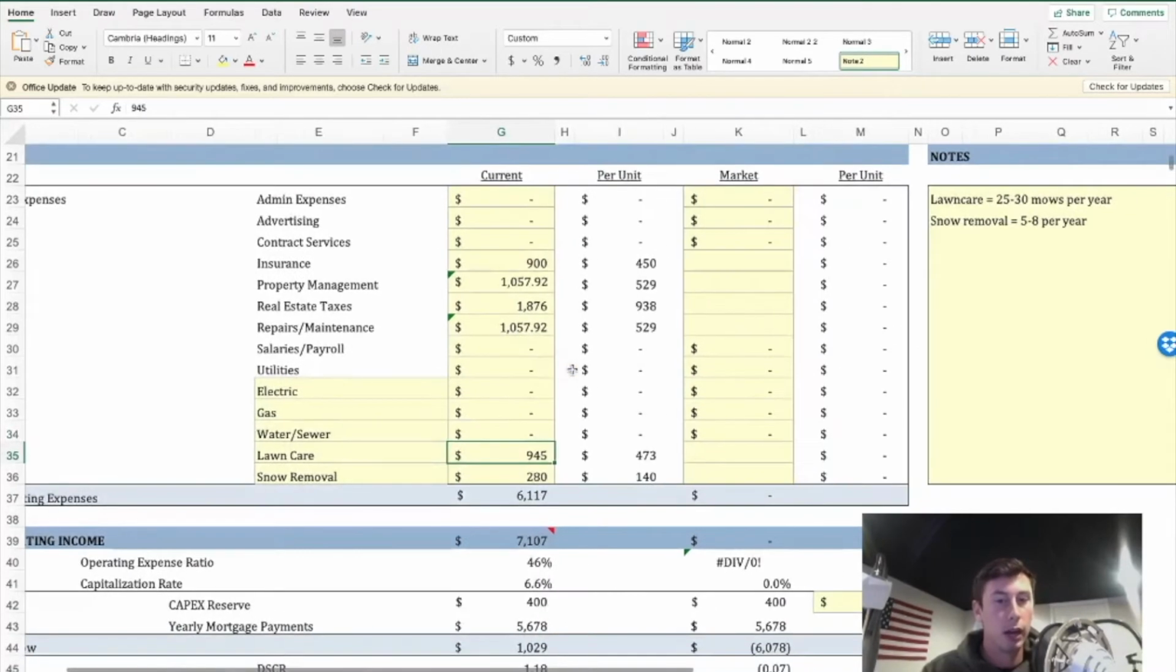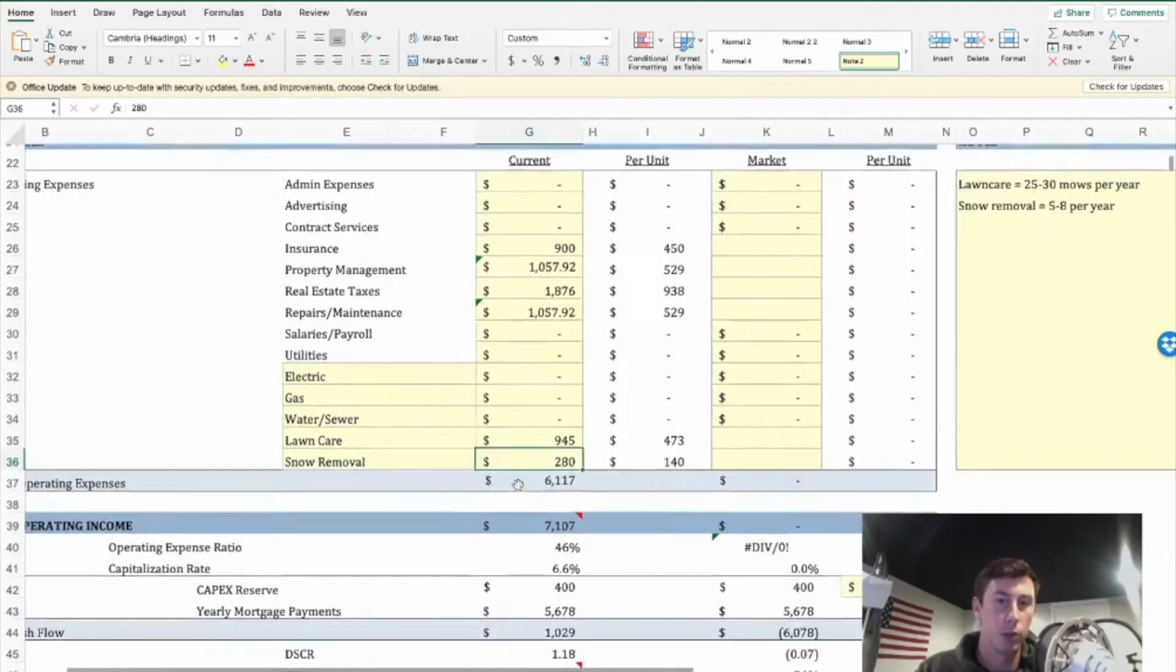Lawn care, I called up a lawn care company and they said, "Hey, in this area, we mow roughly 25 to 30 times per year." And I think I figured it's going to cost $40 per time. And they'll tell you, send them the address, they'll look at it, they'll say, "Hey, it's going to cost $40 to mow this." So 40 times whatever number I chose. I think I divided it. It was like 27 times I estimated that we were going to mow. So that equaled $945. Snow removal, I think I threw in 7 times per year. Obviously, it's going to depend upon where you are in the country.